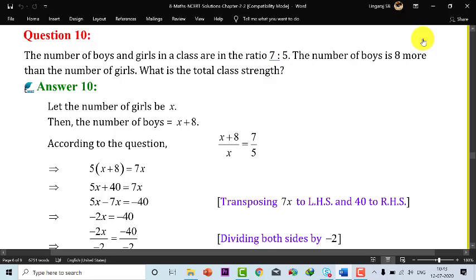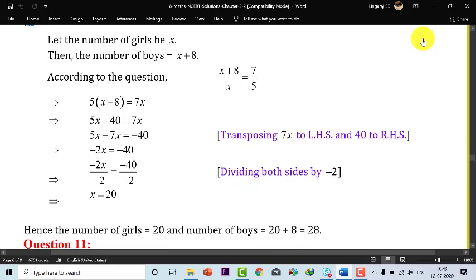So then here take cross multiplication. 5 into x plus 8 is equal to 7 into x. We can write this by cross multiplying. Then 5 into x is 5x, 5 into 8 is 40, is equal to 7x.